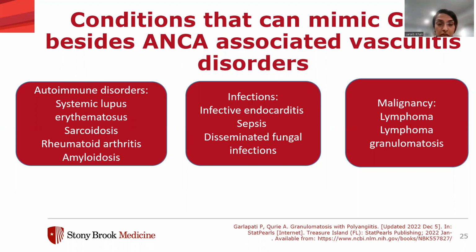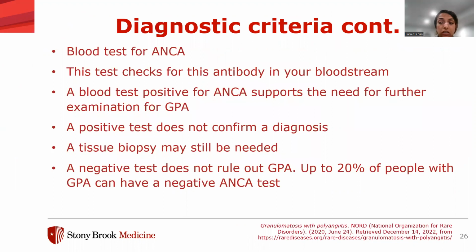So just continuing on the diagnostic criteria. There's also a blood test done for ANCA, and this test just checks for the antibody in your bloodstream. So if a blood test is positive for ANCA, that just means that you need to do further examination for the patient. A positive test doesn't confirm a diagnosis, but a negative test does not rule out GPA either. A tissue biopsy is definitely still needed to confirm diagnosis.